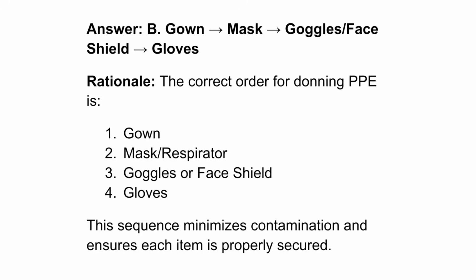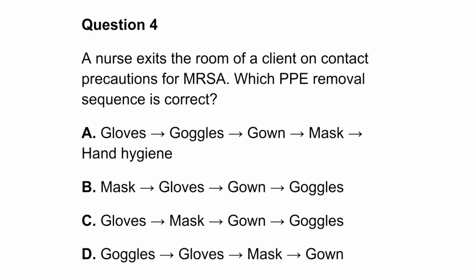Rationale: the correct order for donning PPE is gown, mask or respirator, goggles or face shield, gloves. This sequence minimizes contamination and ensures each item is properly secured. Question 4. A nurse exits the room of a client on contact precautions for MRSA. Which PPE removal sequence is correct? A. Gloves, goggles, gown, mask, hand hygiene. B. Mask, gloves, gown, goggles. C. Gloves, mask, gown, goggles. D. Goggles, gloves, mask, gown.